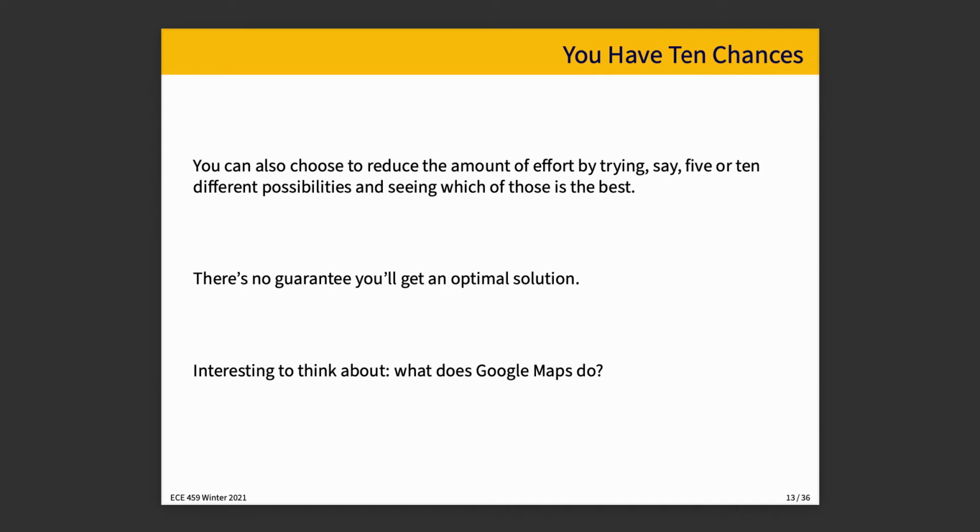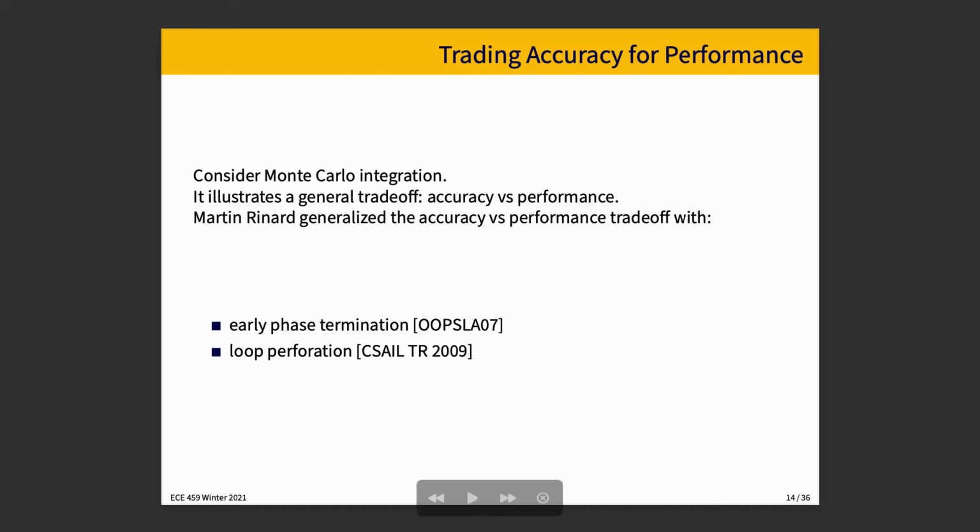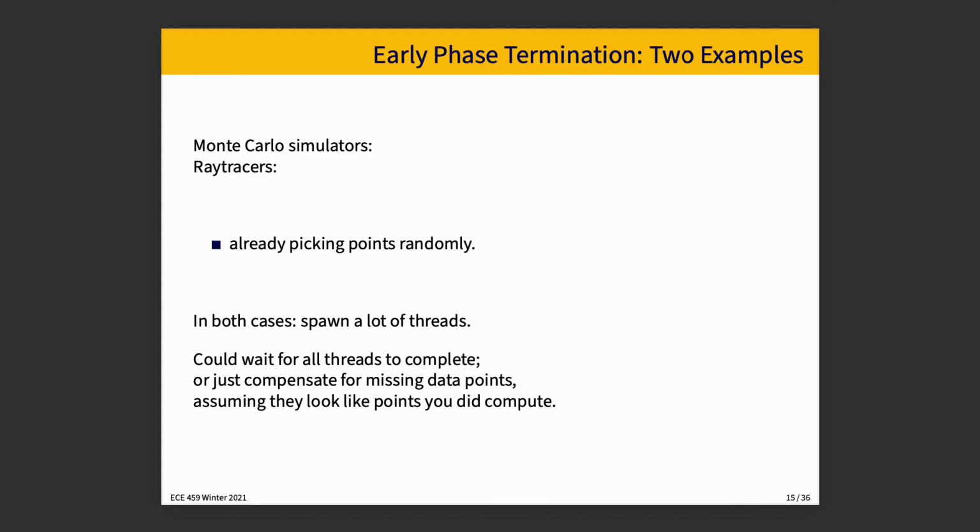All right, moving on from that, the next thing that I want to talk about is trading a bit of accuracy for performance. And the idea here is that Monte Carlo simulation is a good candidate for this. And you can do this for ray tracing as well. But the idea is that for mathematical functions that are, in a vague sense, not nice, different points might take longer to evaluate than others. And when it comes down to it, do we need to have a mathematical function calculated to a great deal of precision? Maybe not. I mean, with a ray tracer, you're already picking points randomly, and in either case, you are spawning a lot of threads, and you could wait for all of them to complete, or you can kill ones that are taking too long, if there are hopefully not too many, and then compensate for missing data points.